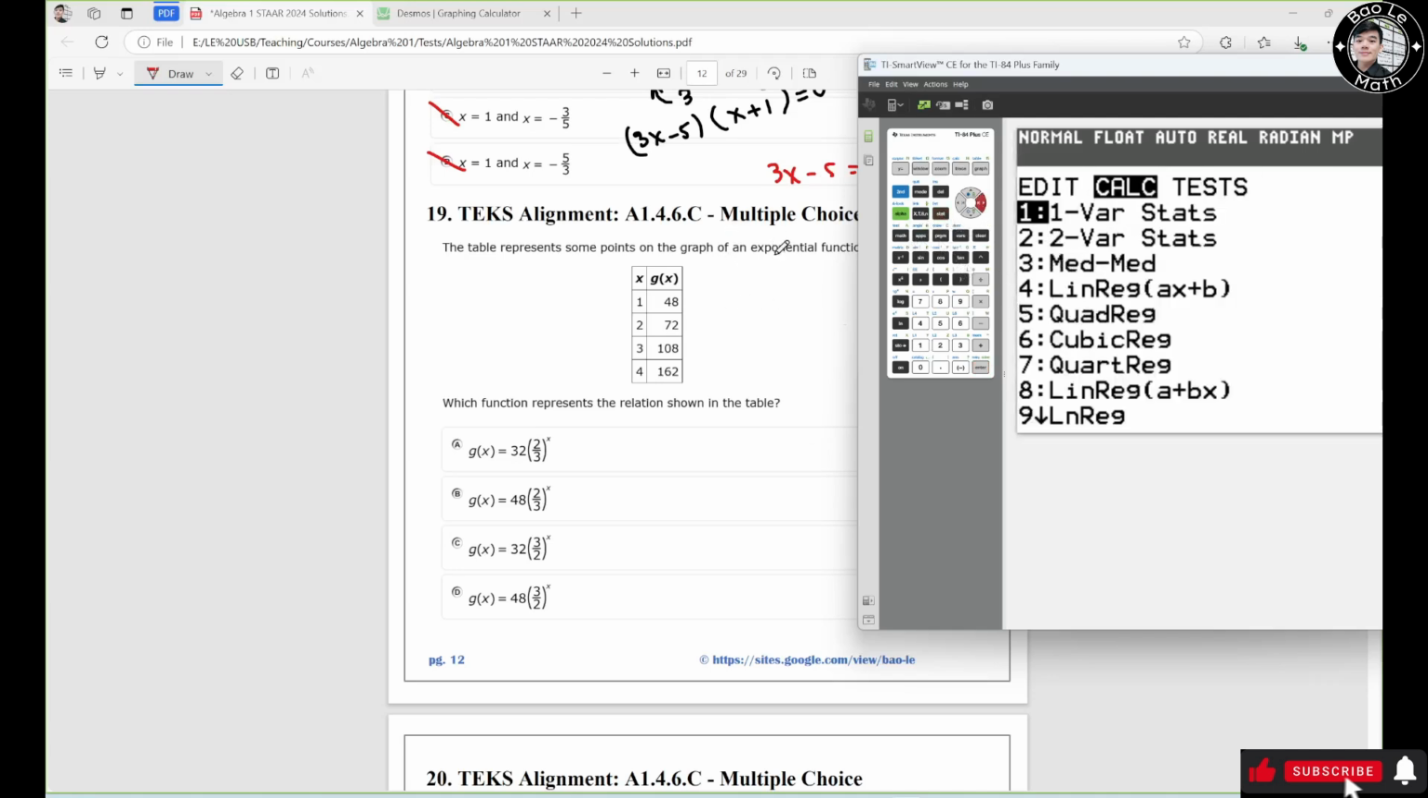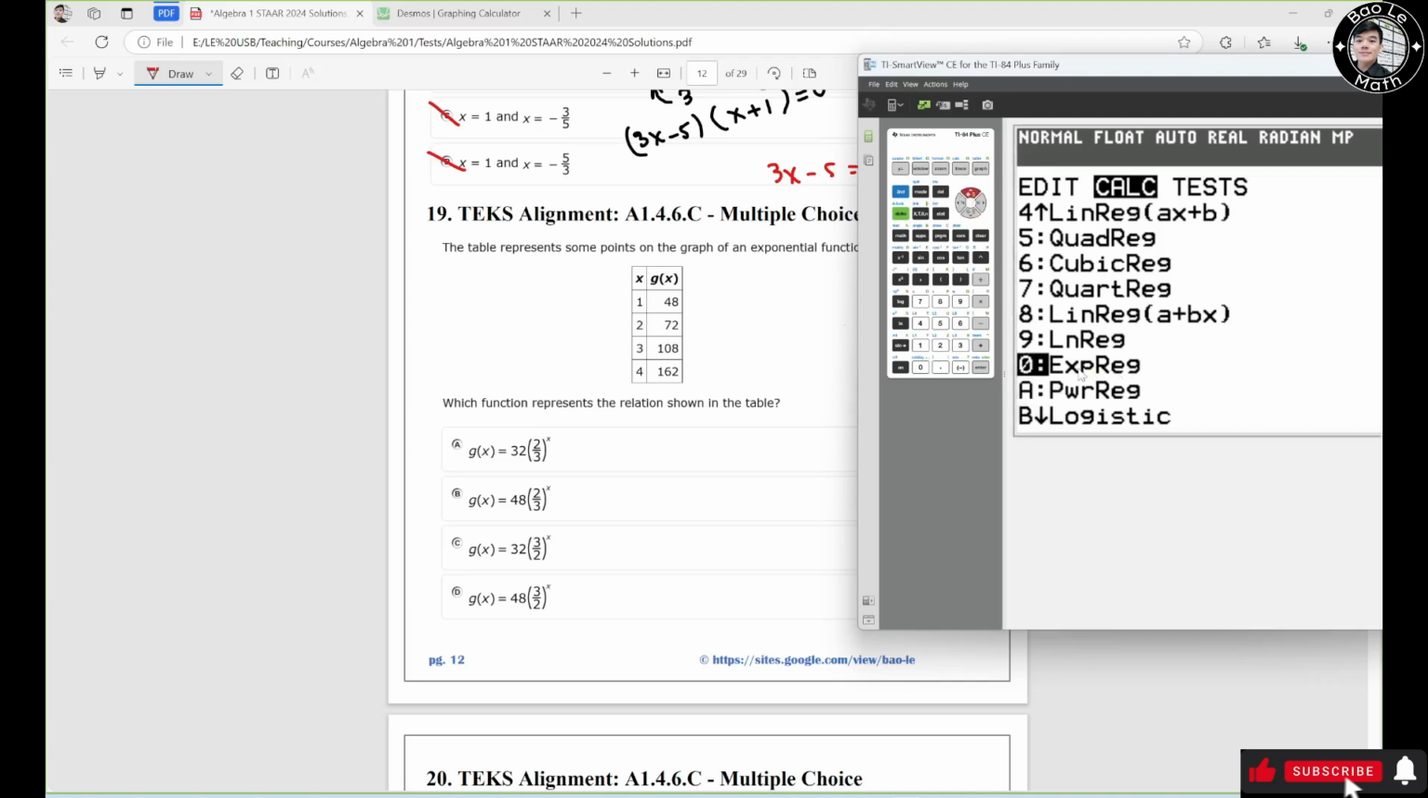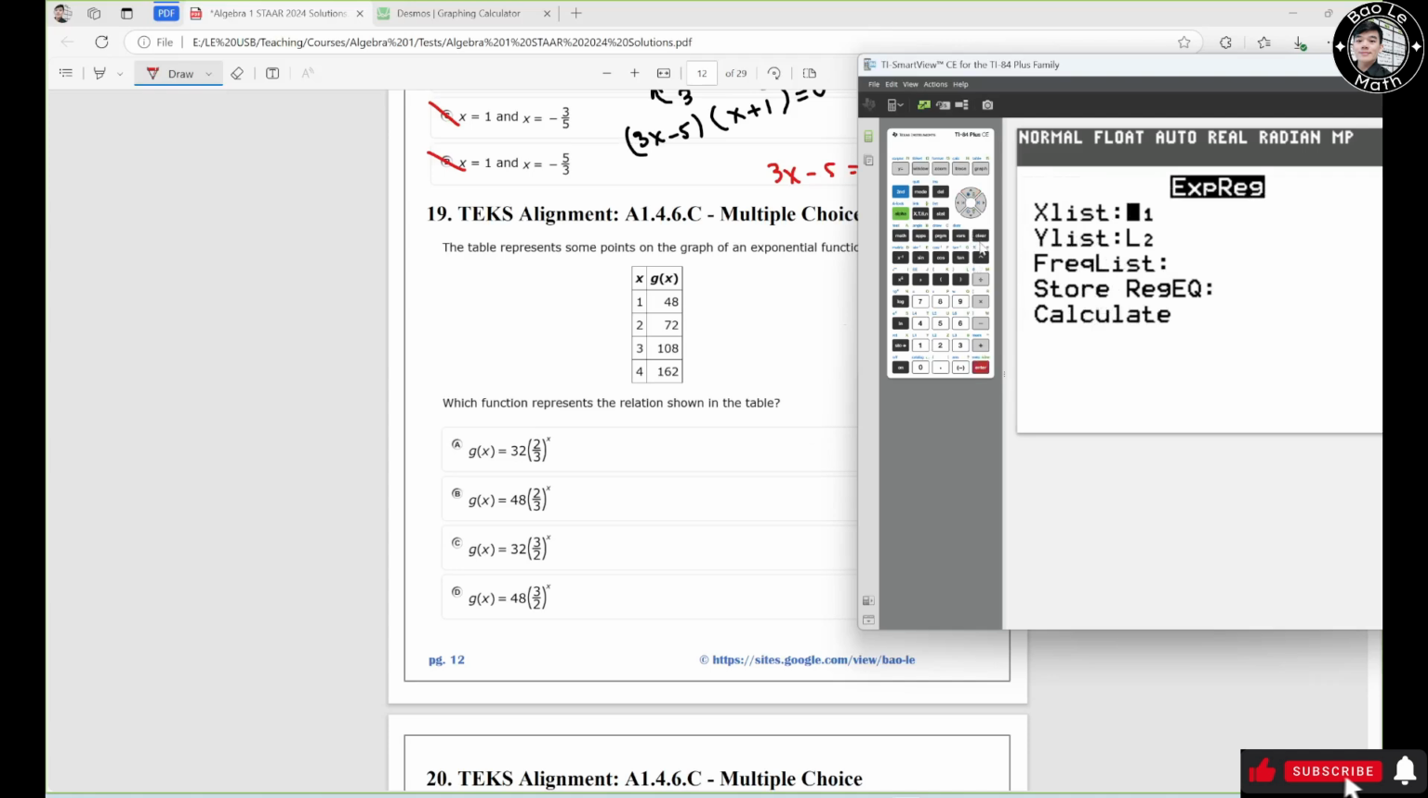Now, this is the exponential function, so you need to go down until you see exponential regression. It should be 0 right here. Alright, hit enter. Now, L1 is the x value, L2 is the y value. Make sure you check this one carefully. And then go to store regression right here, hit vars, y vars, function, y1 to store a function to use later if we need, right? And then go to calculate, hit enter.